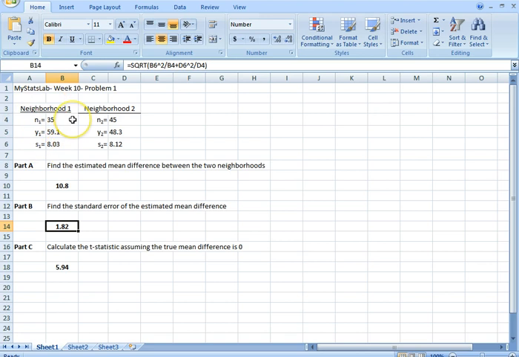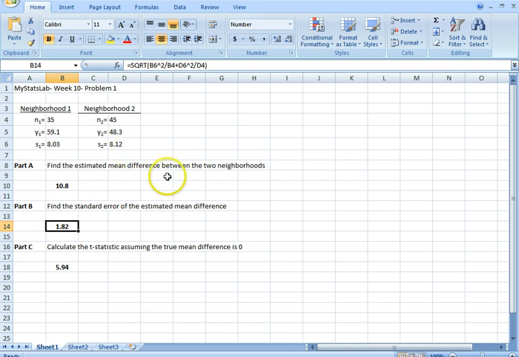Neighborhood 1, we have a sample of 35, a mean of 59.1, and a sample standard deviation of 8.03. Neighborhood 2 had a sample of 45 with a mean of 48.3 years, and the sample standard deviation is 8.12.